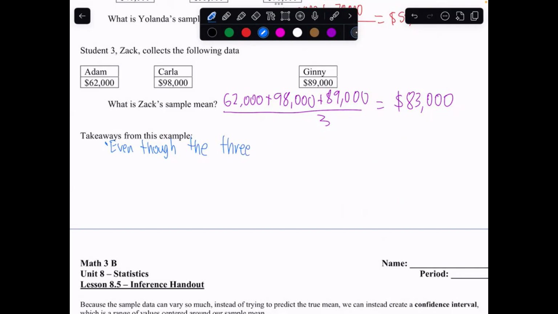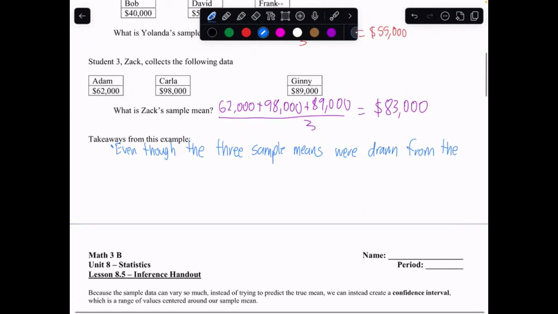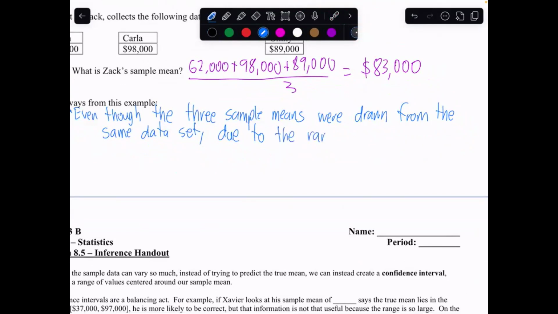We'll say, even though the 3 sample means, sorry, even though they were drawn from the same data set, whenever you do a sample, whenever you don't have the full data, whenever you're using only part of the data, due to the randomness of who was in each sample, the sample means greatly varied.